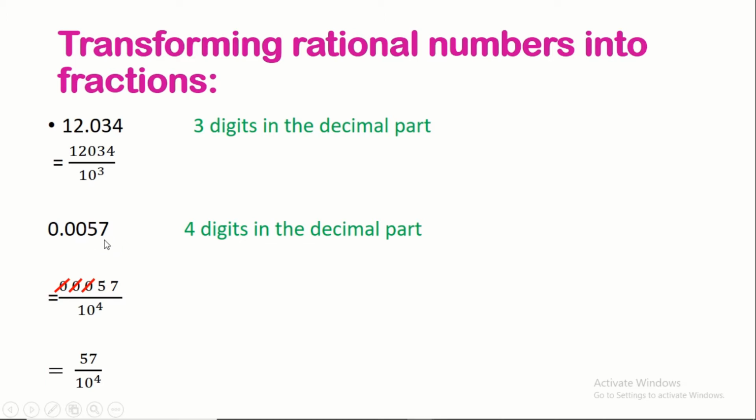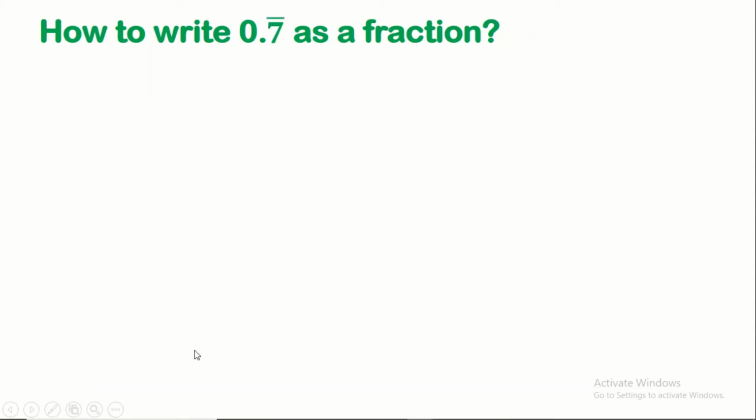Another example, 0.0057. We have 4 digits in the decimal part. It's a decimal number having a terminated decimal part, so it can be transformed into a fraction. Well, how to write it? We write the whole number without the point. So it's 00057 over... how many digits in the decimal part? 1, 2, 3, 4. We write it over 10 to the power 4. Well, as you see, the zeros on the left are not considered, so we can cross them out. It's 57 over 10 to the power 4.